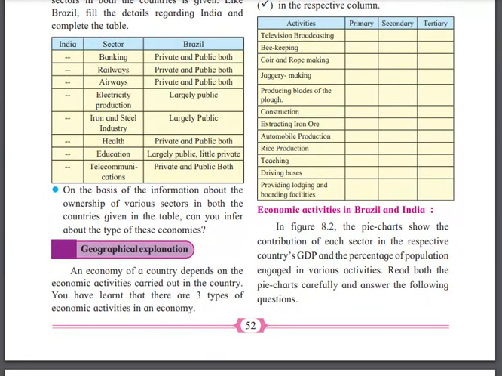So primary, secondary, and tertiary. Teaching is a primary, right? Rice production. Driving bus, primary. Television, secondary. Beekeeping, primary. Rope making, primary. Jaggery making, primary. Producing blades of pulp, secondary. Extracting iron ore, primary. Construction, secondary. So there are some activities which are primary, secondary, tertiary.